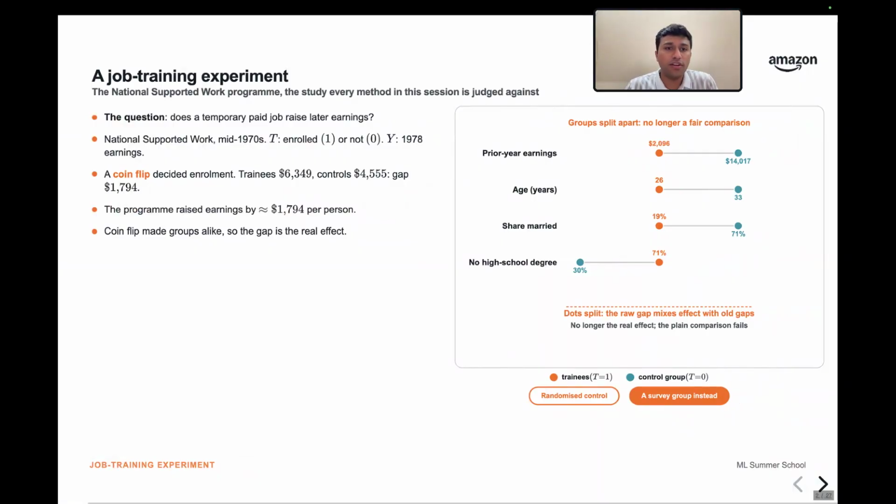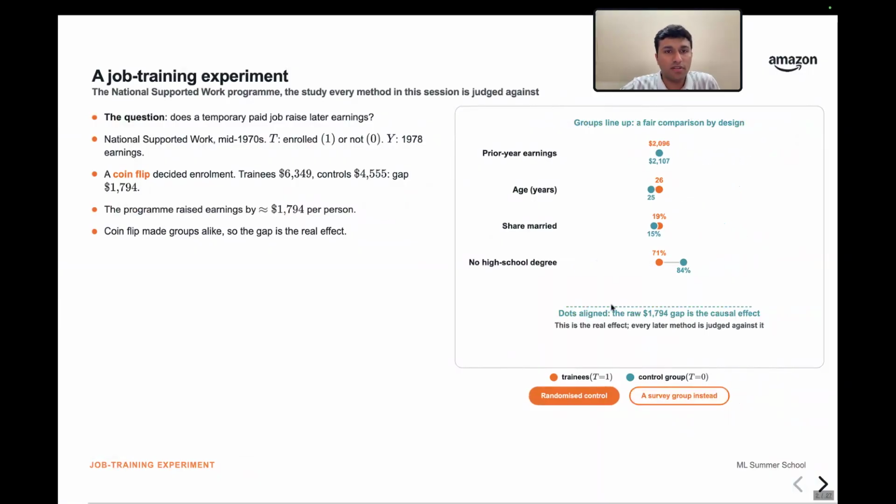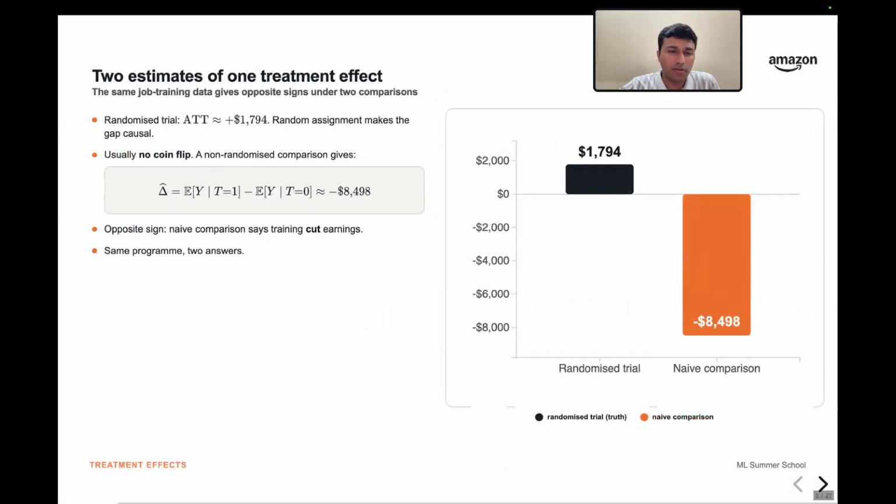This is the value that we want to come up with, which is around $1,700 or $1,800 of higher earnings by people who are given this internship, right? Now the question is, even if we know this is the number we want to reach, what does this number actually mean or represent, and why is it that the survey group is not able to reach that number?